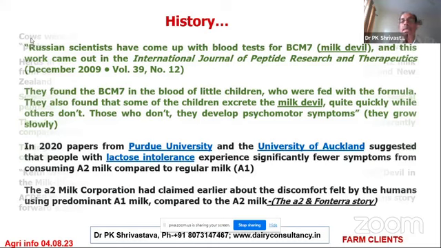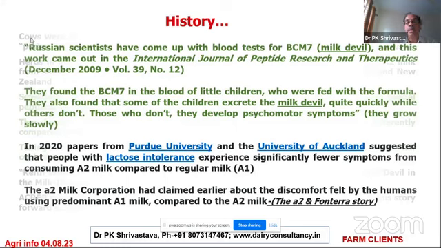There were certain children who were excreting this BCM very easily, and there were certain children who were not able to excrete it. They were excreting slowly. So psychomotor symptoms started, that is called autism. So these kinds of things were proven by 2009.